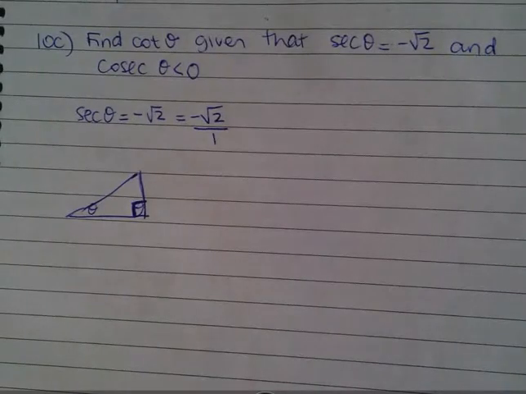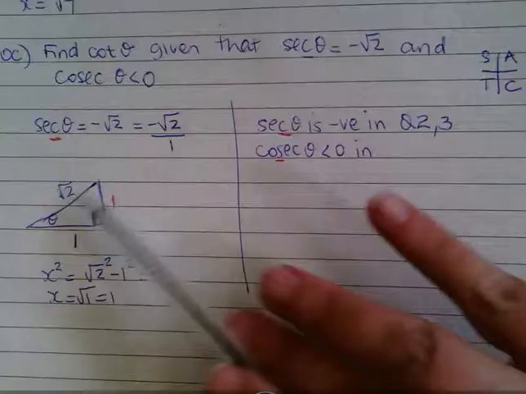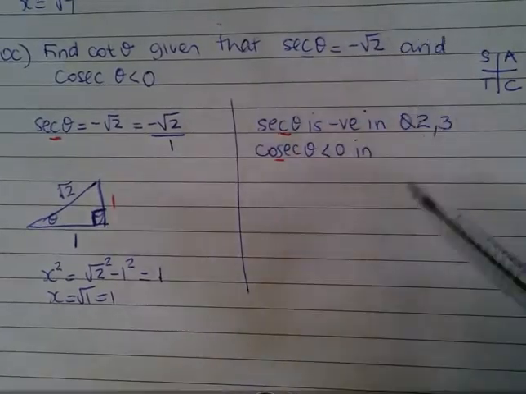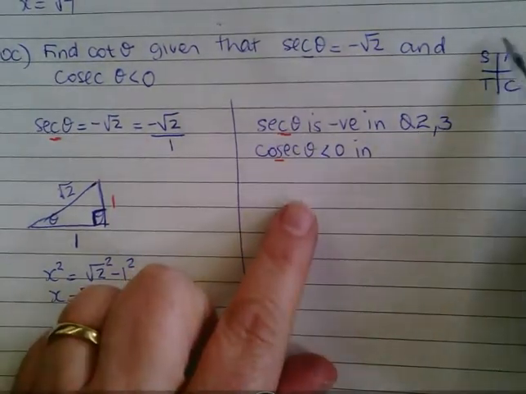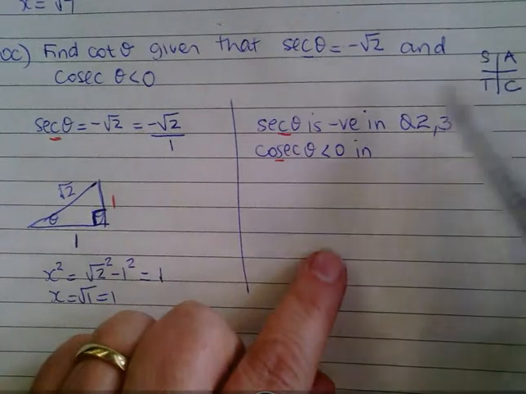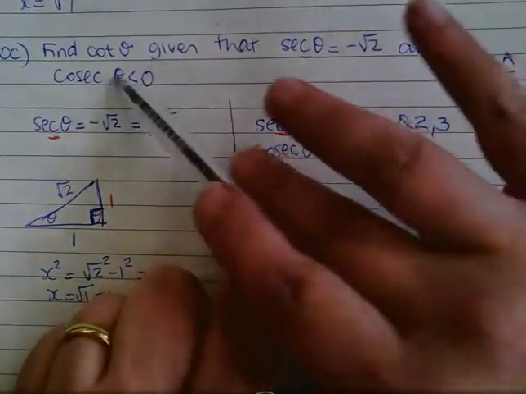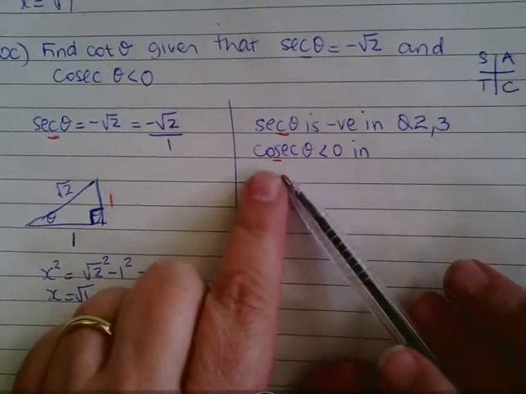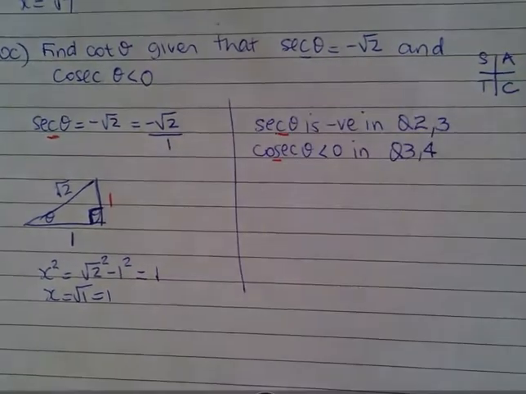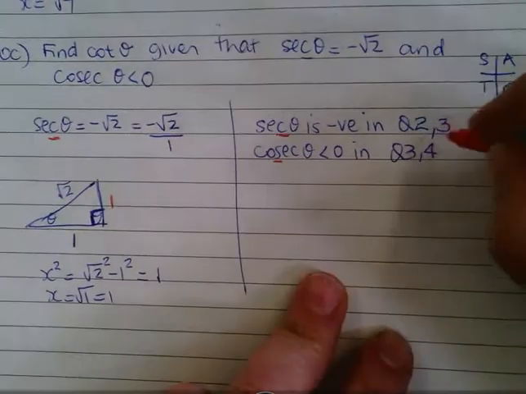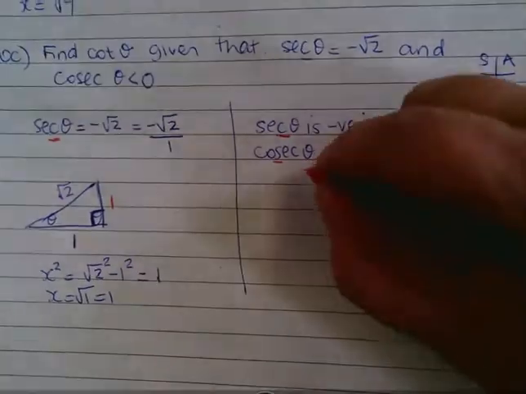Question 10C. Don't worry about find cot theta yet. Work out your missing side. Work out what quadrant you're in. Okay? Now we know that sec theta is negative. Underline your third letter and you just say now where's cos theta negative? All stations to central. It's negative in 2 and 3. Cosec theta is negative. Underline your third letter. Where is sine negative? In 3 and 4. Your common one is 3. So therefore we're in quadrant 3.